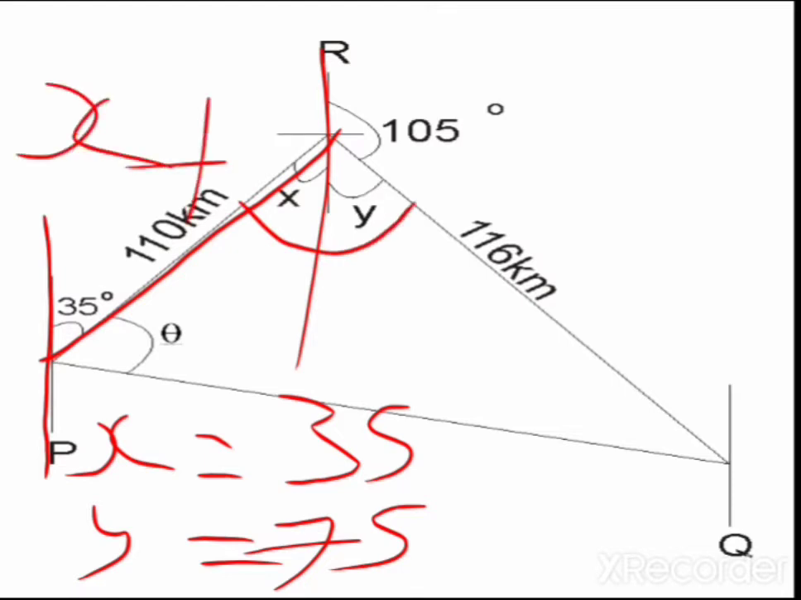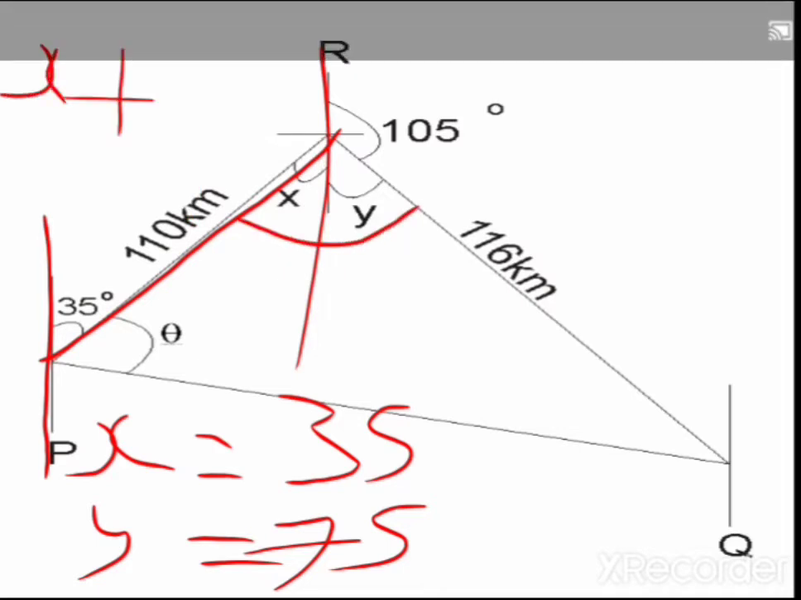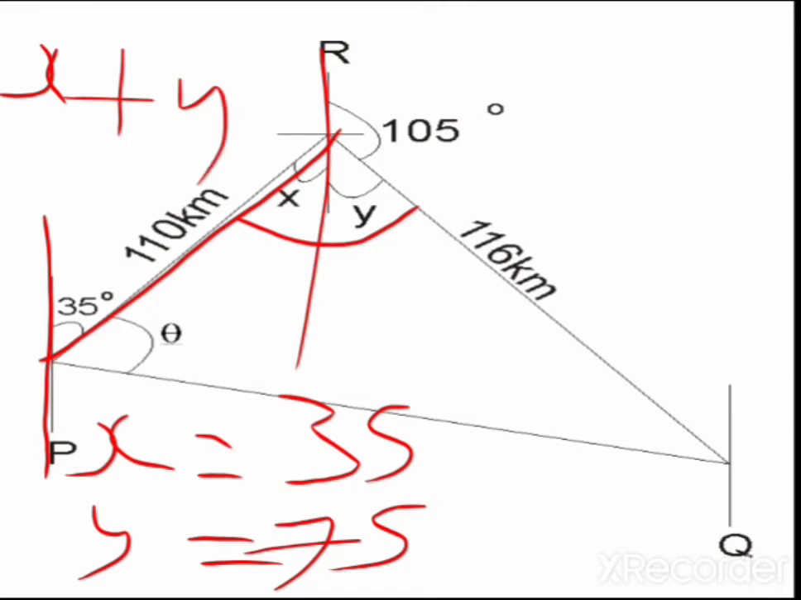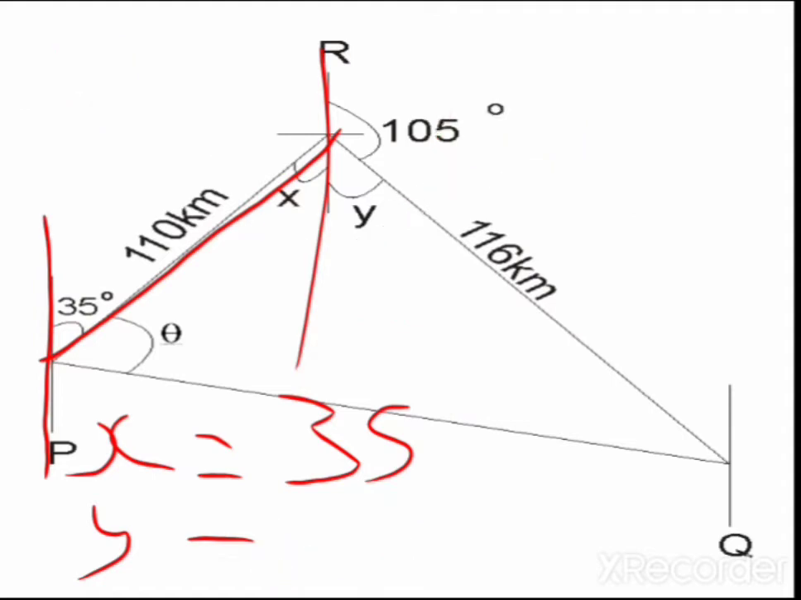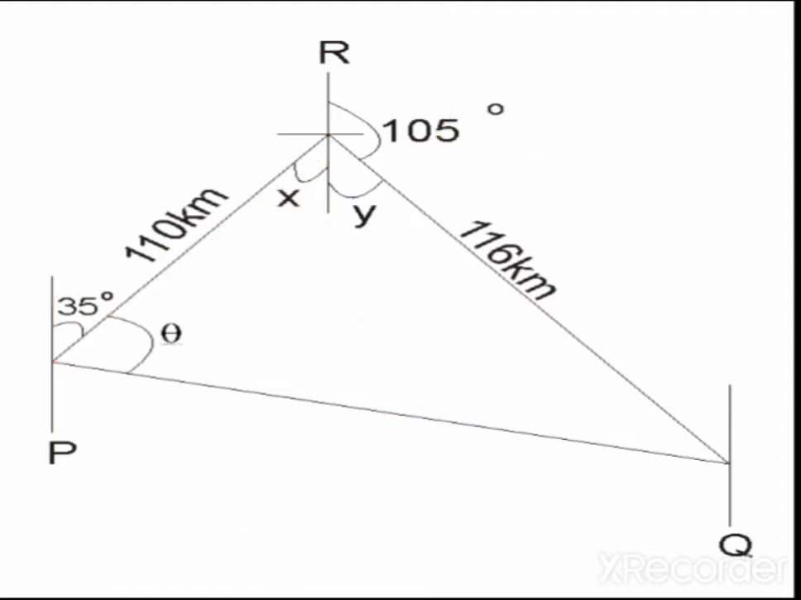Now this entire angle is S plus Y. So it simply equals 35 plus 75. So S plus Y, which is that entire angle, is equal to 110 degrees. So we call it angle R. So angle R is 110 degrees. So this entire angle is 110 degrees. So let me transform it.